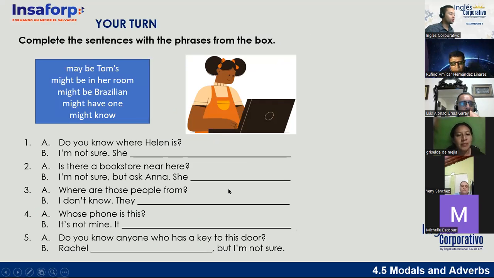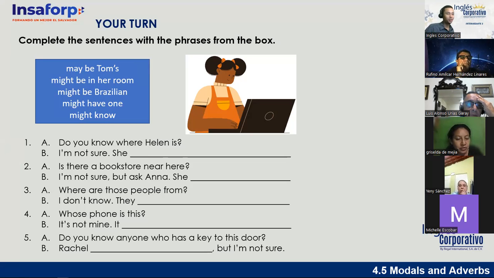So what are we going to do right here? Your turn. Complete the sentences with the phrases from the box. And the phrases are, maybe Tom's. Puede que sea de Tom, okay? Maybe Tom's. Might be in her room. Might be Brazilian, might have one, might know. So what about the first one? Do you know where Helen is? And then you say, I'm not sure. She?